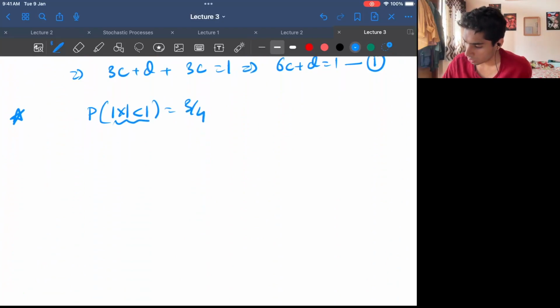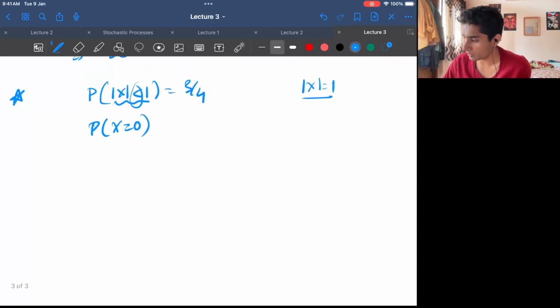So if you think about it, this is equal to the probability of x equal to 0, because x equal to 1 and x equal to minus 1 correspond to the case where mod x is equal to 1. However, equality is not given to us, right? So the only value left is x equal to 0. Minus 2 and 2 are like mod x, mod of those things are greater than 1, so that won't count.